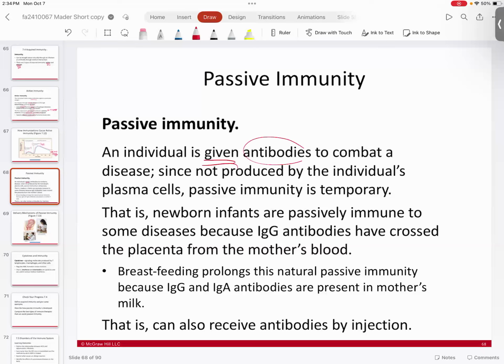For instance, I mentioned the COVID person who had COVID and got over it and wanted to donate plasma, because that's where their antibodies are. If I got antibodies injected into me, which some people actually did during COVID before Pfizer came out with their vaccine, they were getting antibody injections from people who had had COVID and survived, and developed antibodies against it.